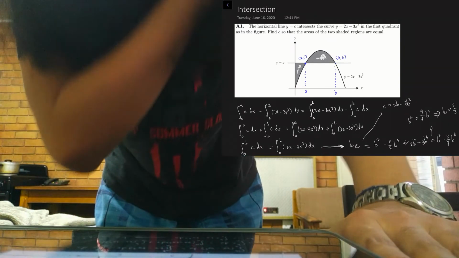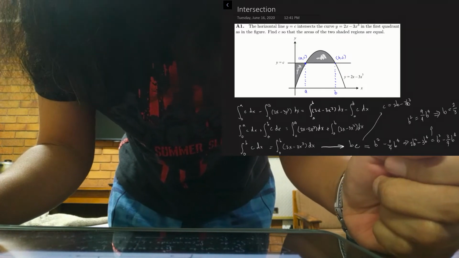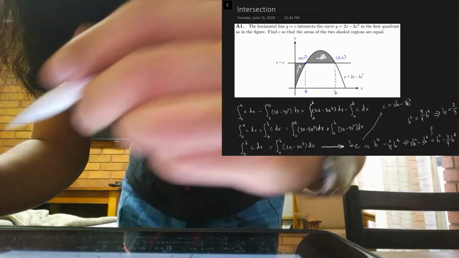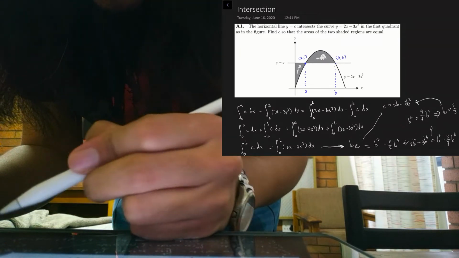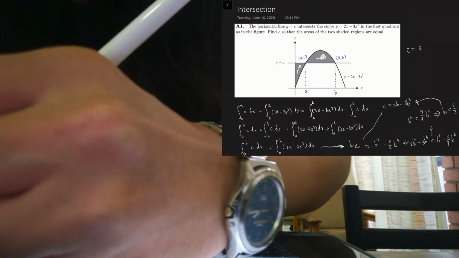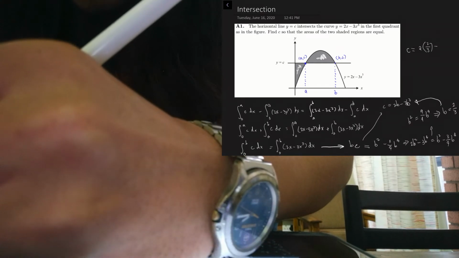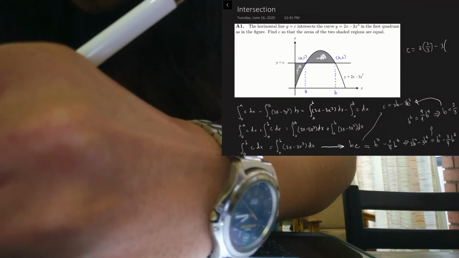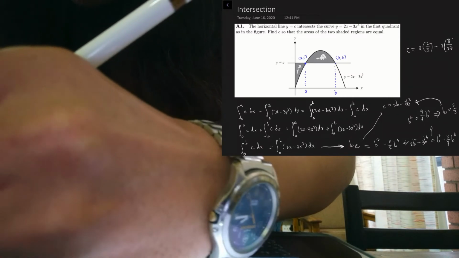Okay, are we done? Of course, we're not yet done because we're looking for the value of c such that the two areas are equal. But that should be trivial because we substitute the value of b into the equation for c. So c equals 2 multiplied by 2/3 minus 3 multiplied by (2/3) cubed, which is 8 over 27.